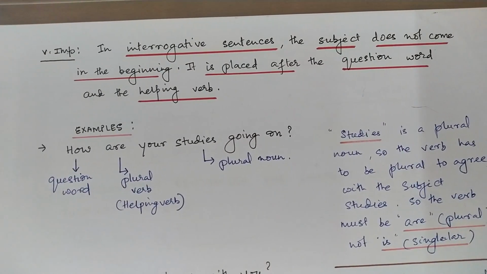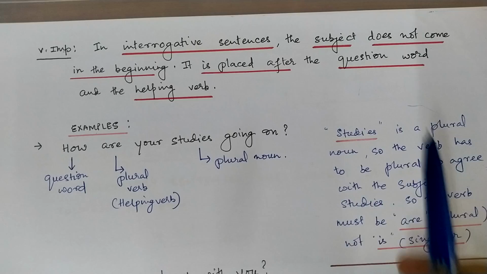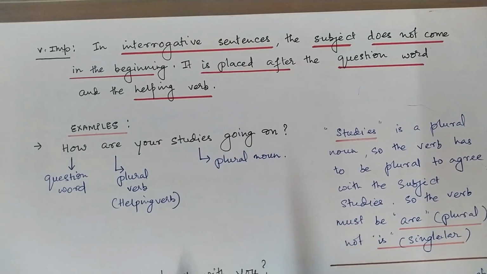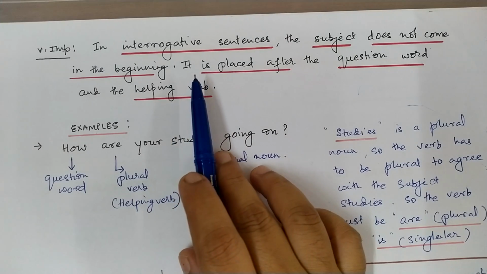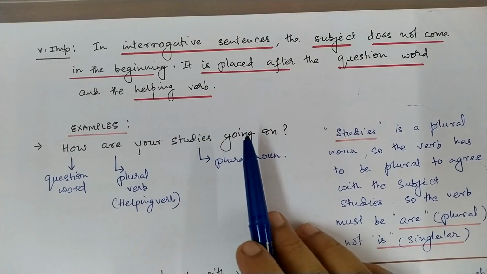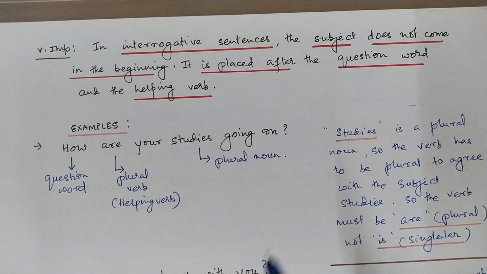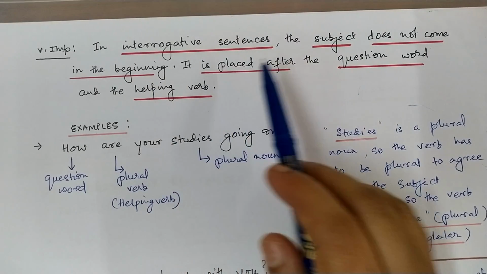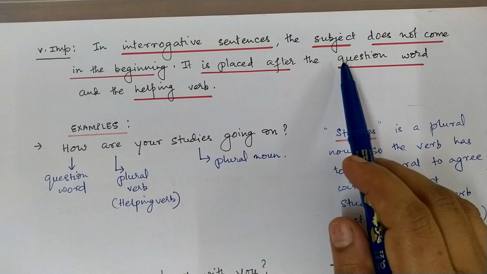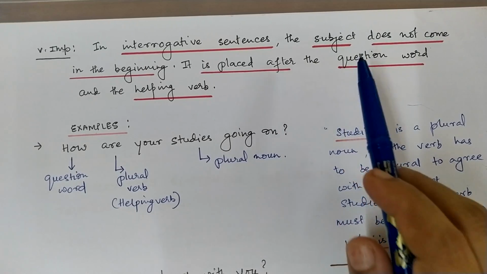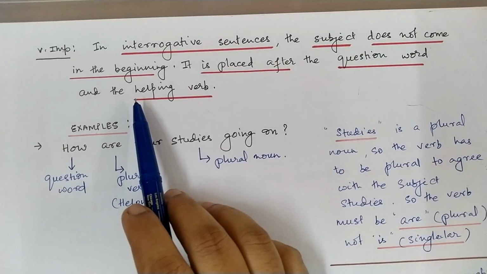In interrogative sentences, the subject does not come in the beginning. This is a very, very important thing which you have to keep in mind. What are interrogative sentences? They are those sentences which have a question word and end with a question mark. They ask some question, the answer to which we do not know. So in interrogative sentences, the subject, what is the subject, children? The person or thing that we are talking about, it will not come in the beginning.